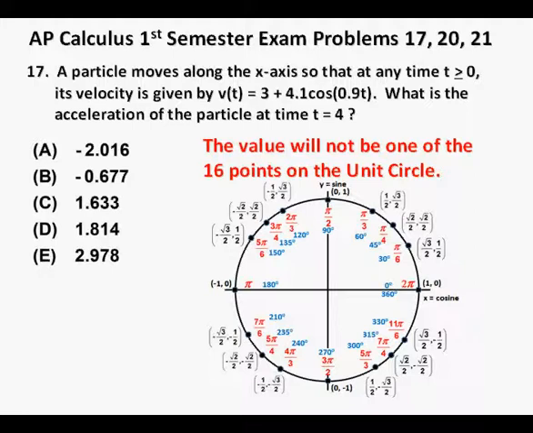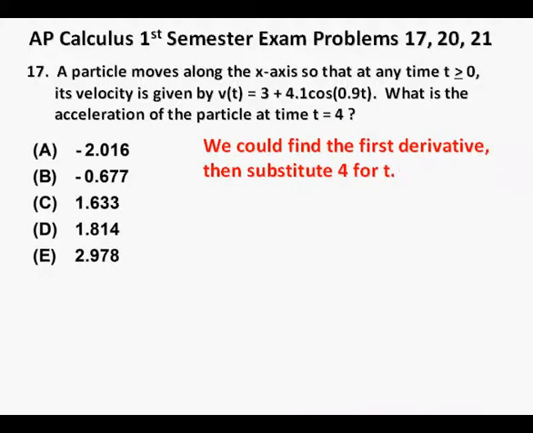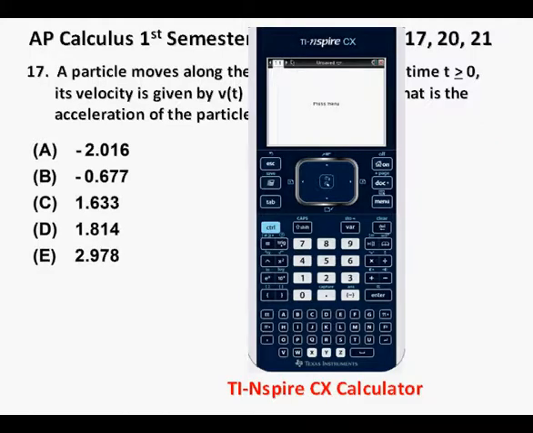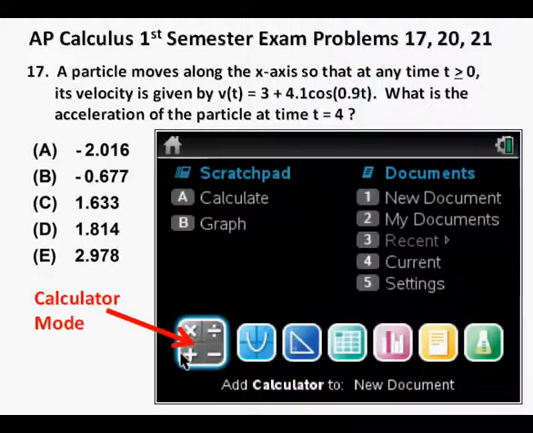With a calculator, one way we could do this is find the first derivative of the velocity to give us acceleration, then substitute 4 for t. But fortunately, this calculator, the TI-Nspire CX, will do it all for us, including the differentiating. First, we go to a calculator mode. It's the lower left icon here. And here's our calculator view.